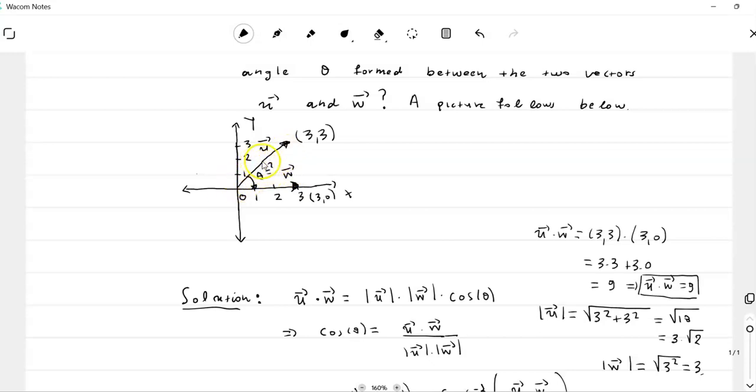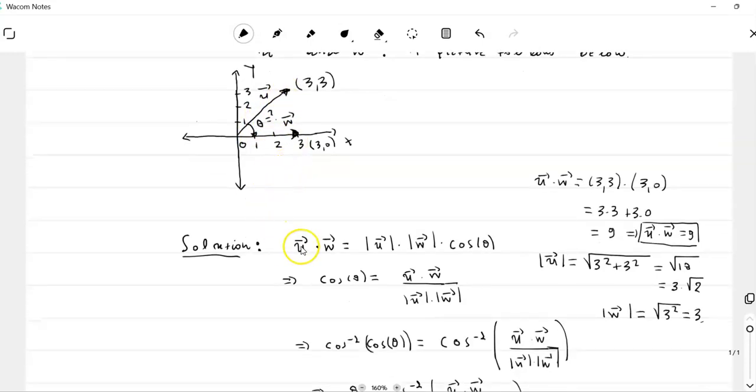Somebody would guess from the shape that if you take two vectors that are perpendicular, the angle is 90 degrees. So here it should be half of it. But this is just an intuition. You need to use a formula in order to obtain this result.